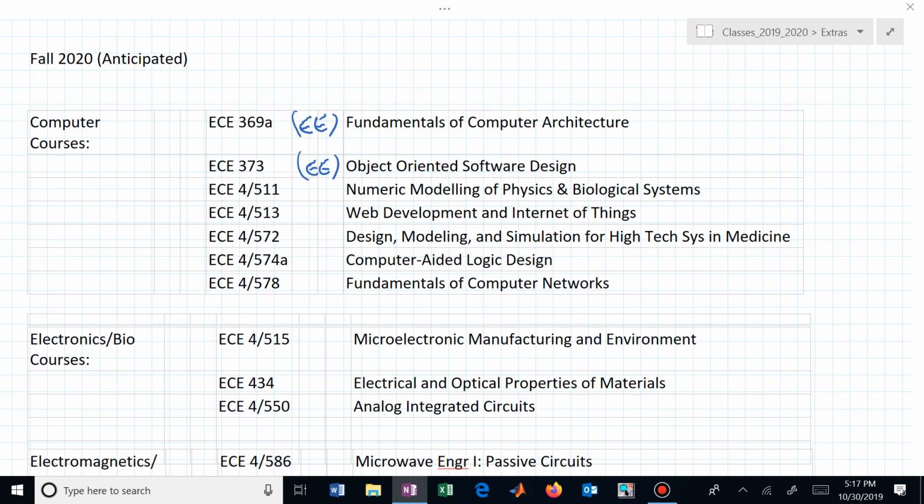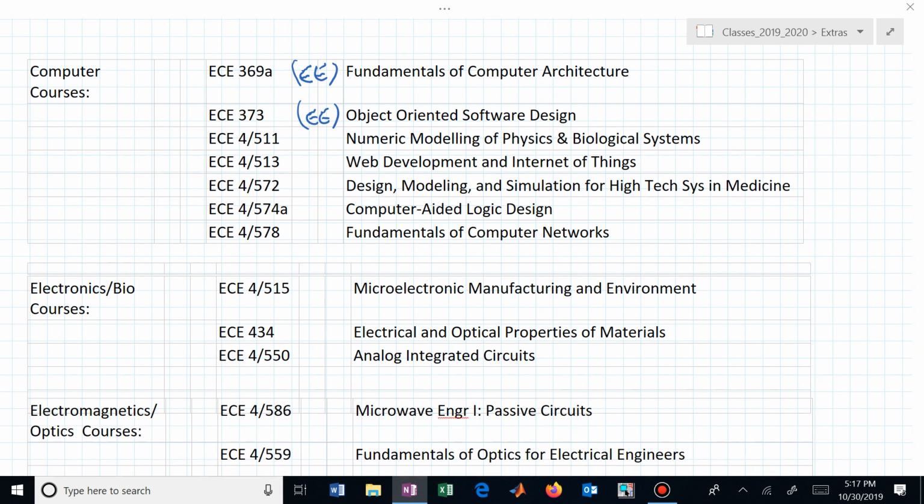In the fall of 2020, what's anticipated is really what we're living through right now. This is just a replication of what's happening in the fall of 2019, but you can now see that you have many options for computer-related coursework. If you're in the electrical engineering track or option, you can take 369A, the computer architecture, or you can take object-oriented software design 373 as technical electives.